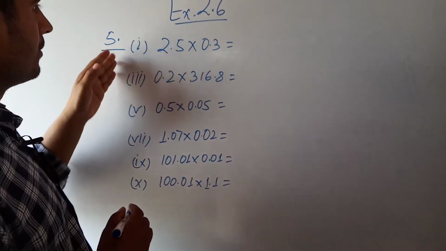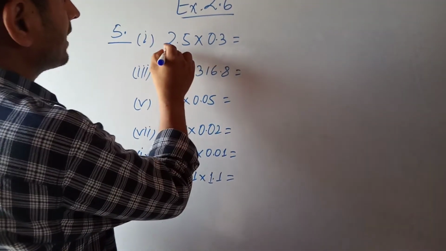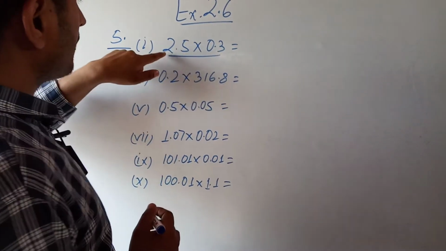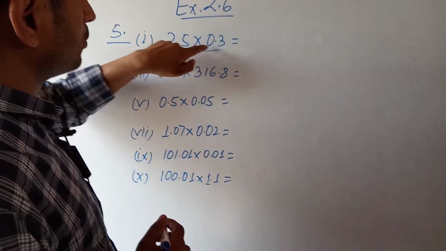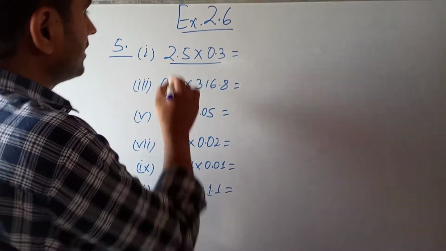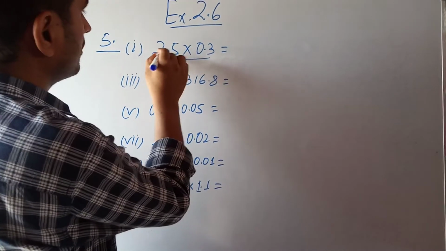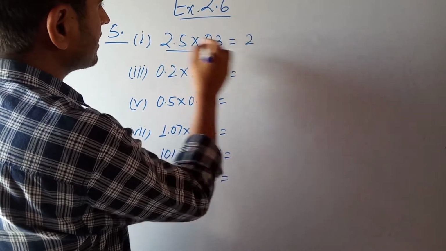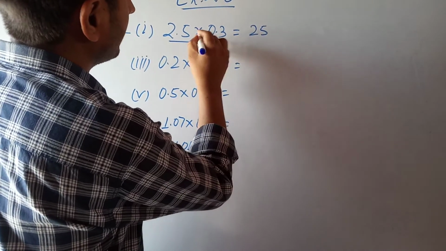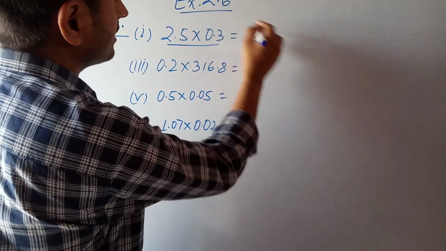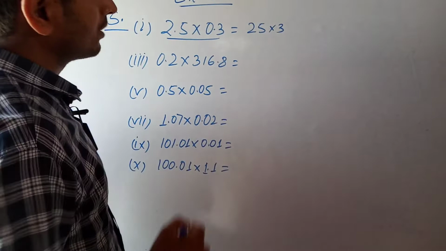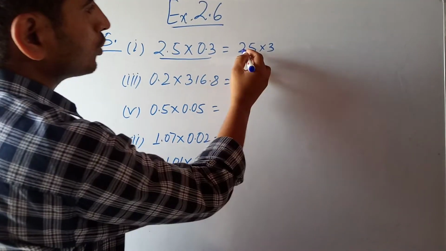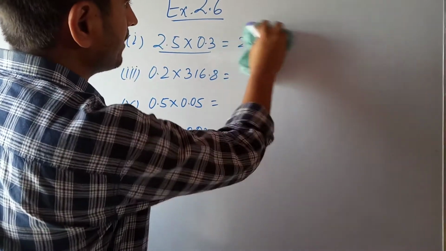Now coming to question number 5. Again we have to find the values of the following products. See here, we have to multiply 2.5 into 0.3. First forget this decimal, that is, after removing this decimal it will be 25 into 0.3. Again remove this decimal, that is into 3. Now first multiply these numbers. So 25 times 3 is 75.